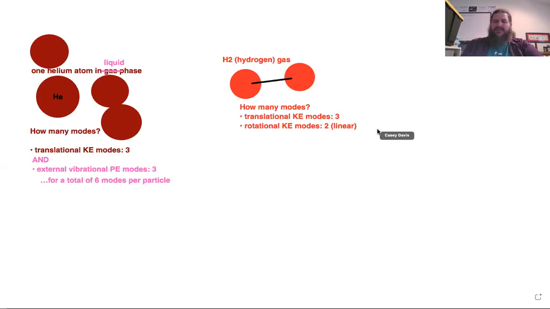If it's linear in shape, even if it's more than 2 atoms, as long as all those atoms are in a straight line, rotation along its axis of symmetry doesn't count. So 2 rotational modes if it's linear, 3 rotational modes if it's nonlinear, and no rotational modes if it's monoatomic. And we're assuming this is in gas phase, so it's not interacting with any other molecules. But this can still have potential energy, because what sort of interaction could be happening?